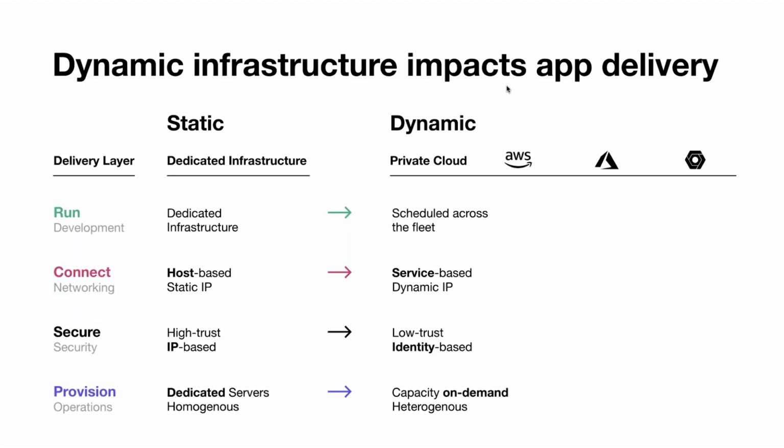Security has been used to operating behind the firewall in a high trust environment. But with cloud, I think it's fair to say it's at best low trust and should probably be treated as zero trust. An IP no longer works as the basis of trust. It has to be based on identity in this new world. Similarly for the other two layers, so networking moves from host-based static IP to a world where static IP no longer exists and networking has to be service-based. And at the run layer, development can now be decoupled from the underlying infrastructure and scheduled across the fleet as appropriate.